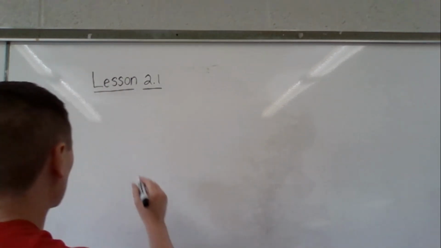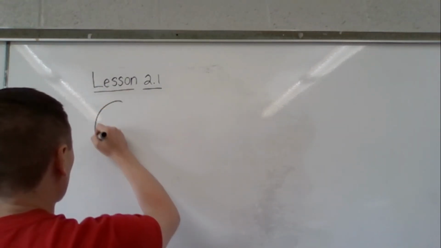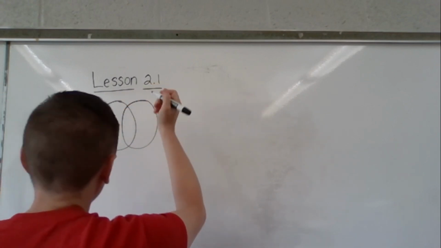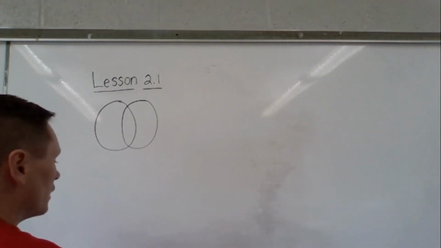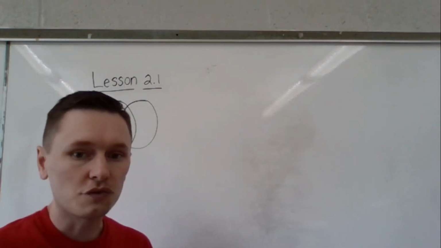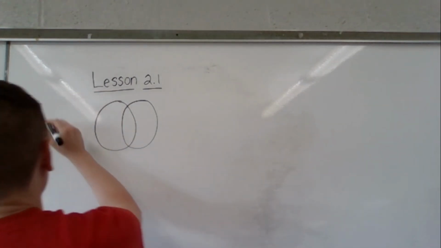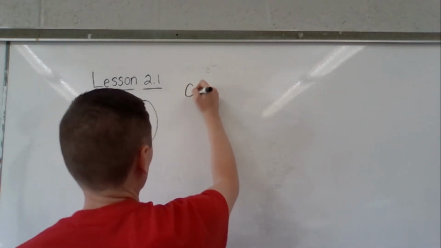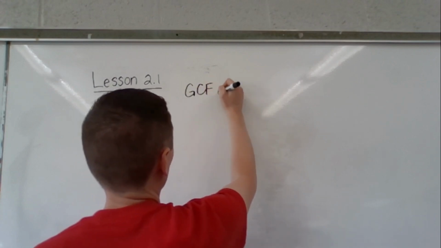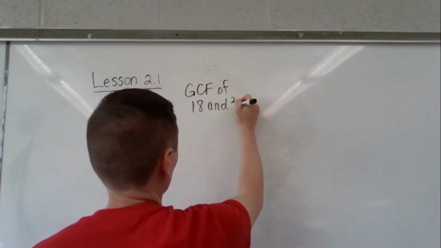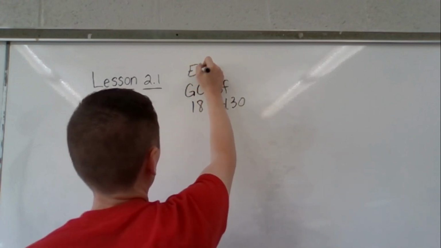No, you may think so, but we're going to use a Venn diagram today in math. And the Venn diagram works exactly the same way as it does in your other classes. So for this example, example number 4, I want to find the GCF of 18 and 30.